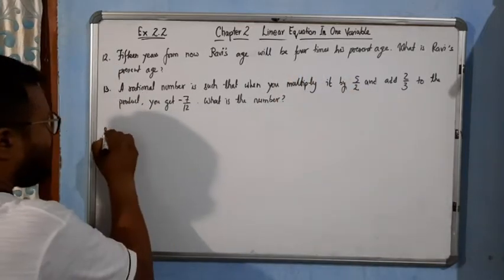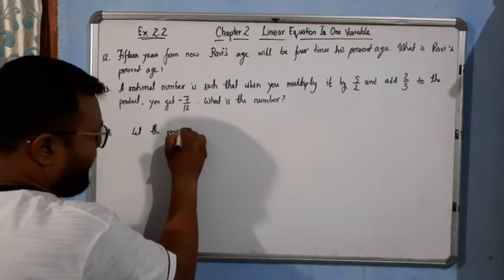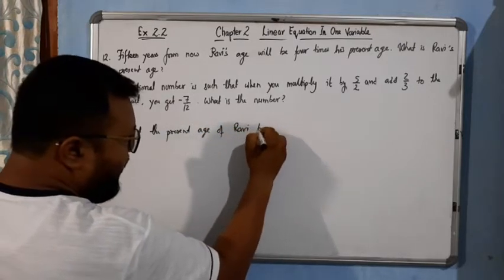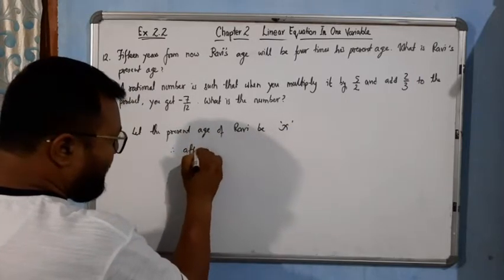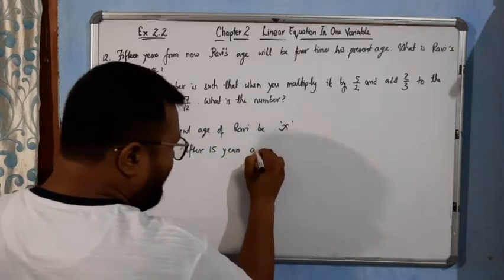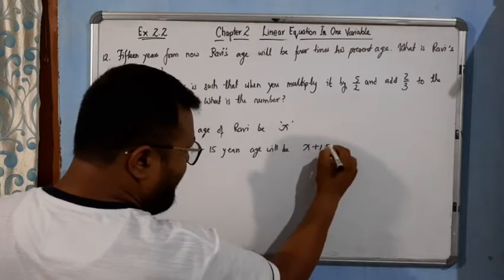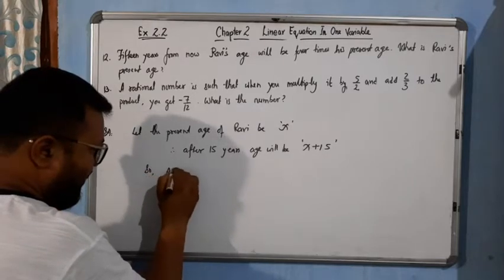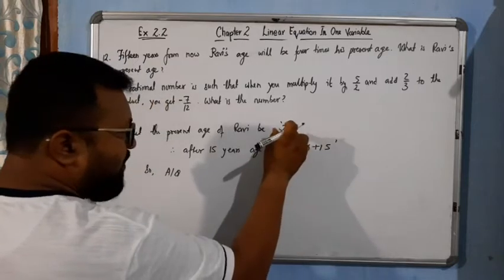So let's take the solution. Let the present age of Ravi be x. Therefore, after 15 years, the age will be x plus 15. According to the question, this will be 4 times the present age.